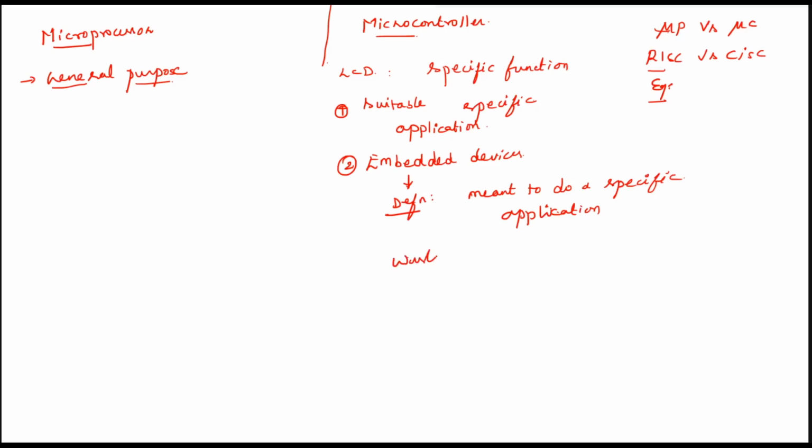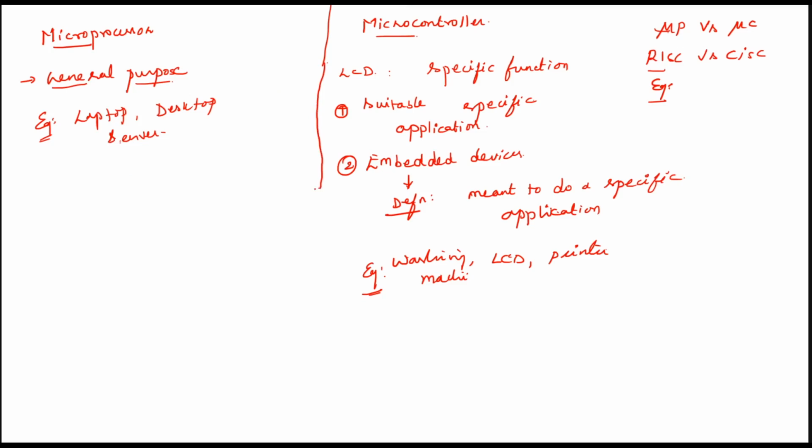When I say a washing machine, an LCD projector, or a printer, those are all examples of embedded applications. These applications involve the microcontroller. In the other case, your laptop, desktop and server are examples of general purpose systems. So this is the base.